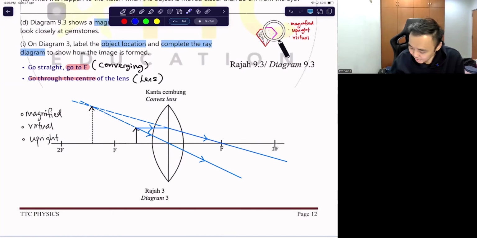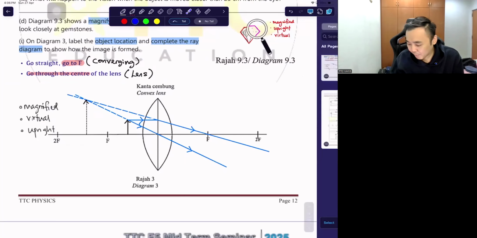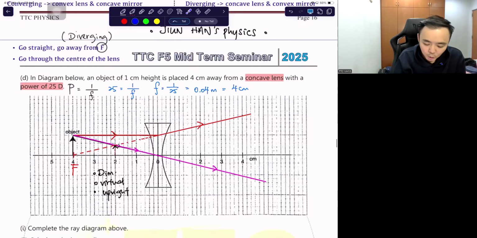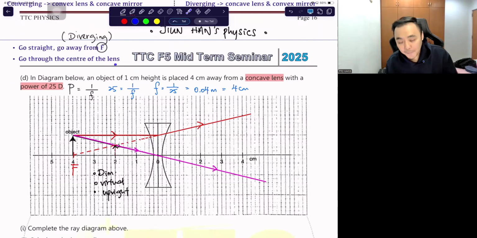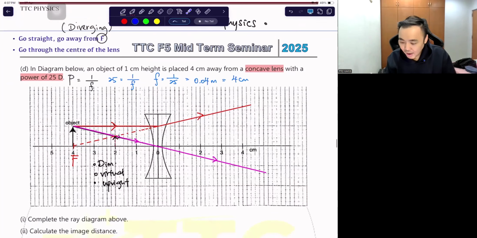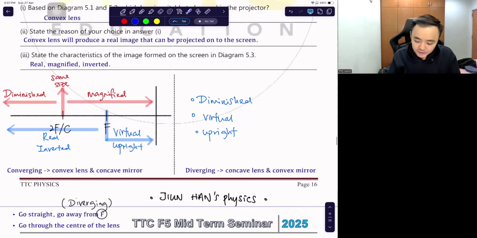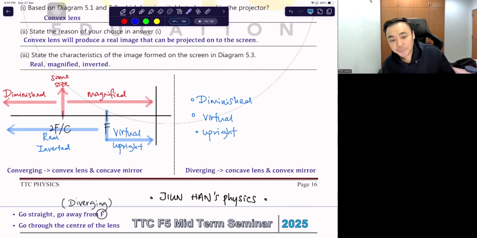Whereas if you are dealing with this one, a concave lens, then we draw going away. Why? Diverging. Converging, go to F. Diverging, go away from F. A ray always goes through the center of the lens. Then you want to remember the characteristics. Simple also, I teach you the trick. How do you remember them? There you go. Shortcut for all the converging and diverging, one and only one answer. Remember, virtual and upright go together, real and inverted go together.